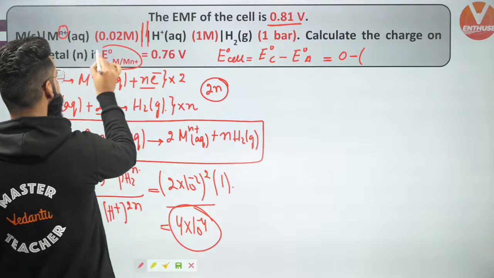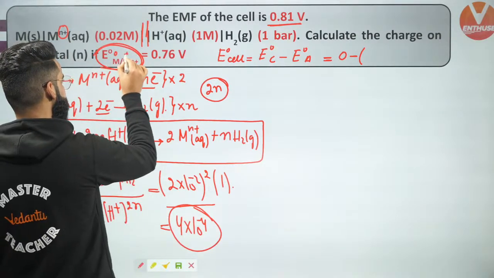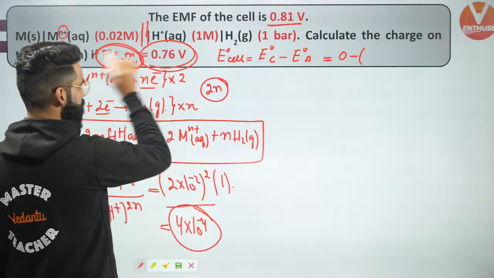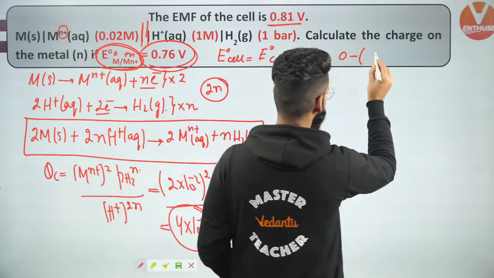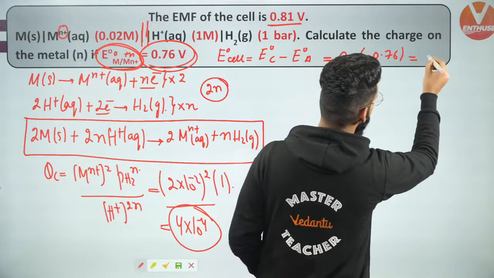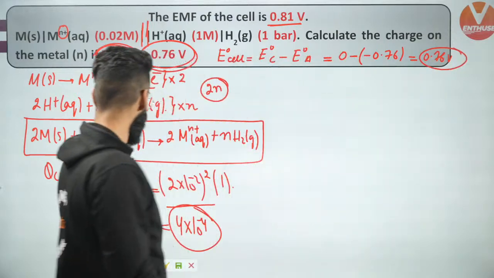Is this the standard oxidation potential of the anode or the standard reduction potential? See guys, 0 to plus n, an increase, means oxidation. That means this is the standard oxidation potential. But I need the standard reduction potential of the anode, so I need to reverse this sign. The value is going to be 0.76 only. So I got the E naught cell value, and I got the QC value.